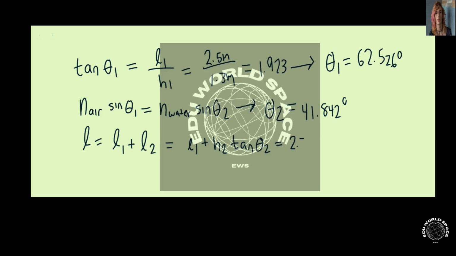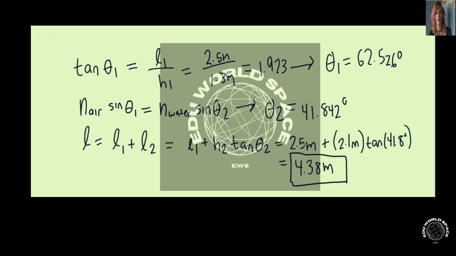And finally get us to 2.5 meters, which we already know, plus 2.1 meters, which is the depth of the water, tan of the angle, which we know, tan of 41.8 degrees. And just doing this number crunch, adding it up, we have 4.38 meters, which is the total length that the light travels horizontally from the flashlight through the water until it hits the bottom of the pool. And that's it.